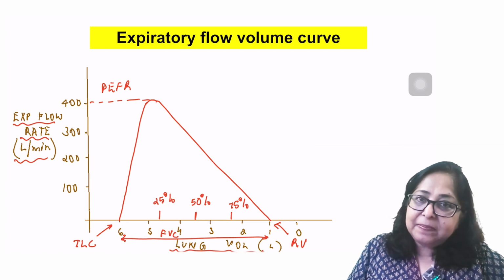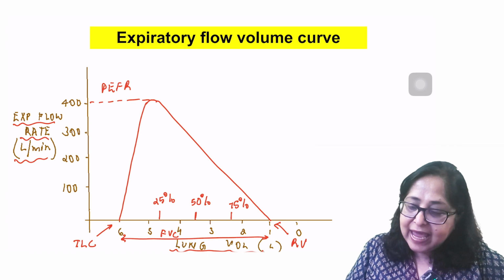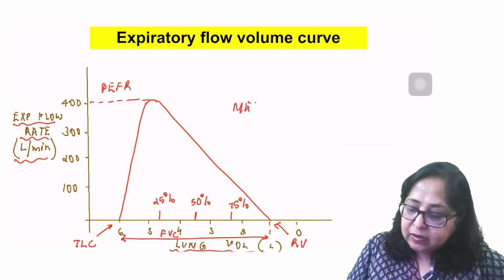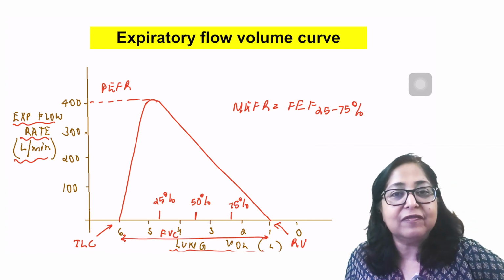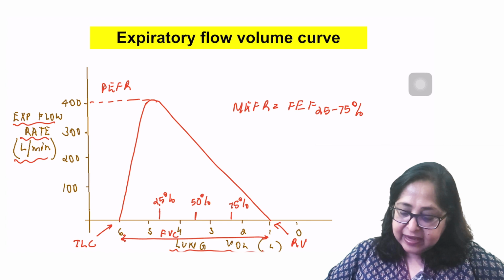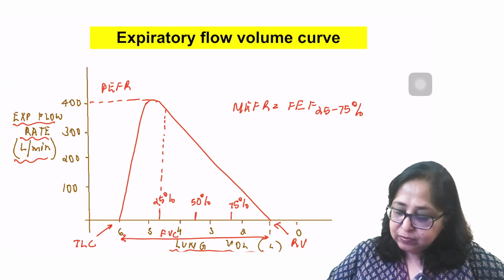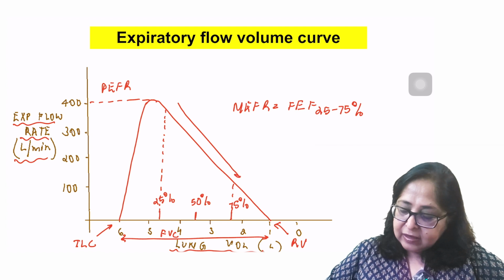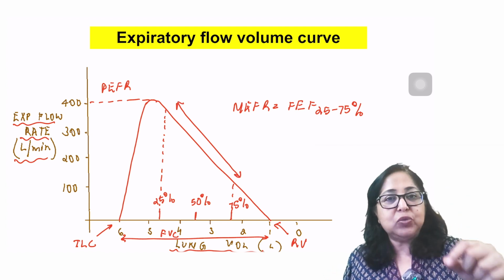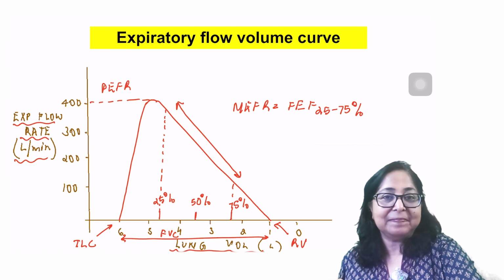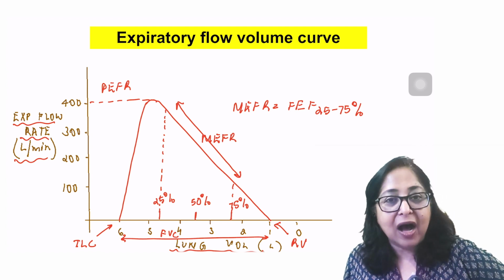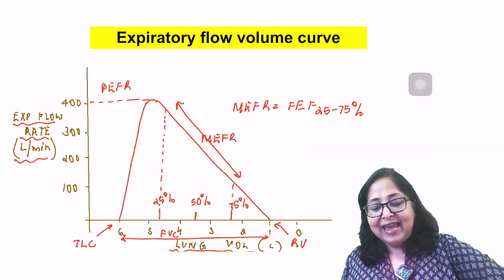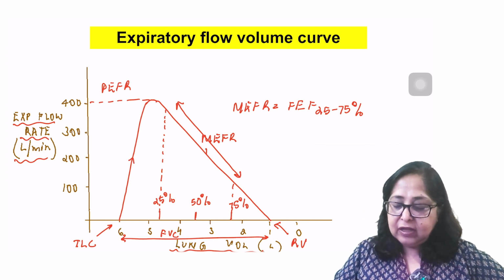Now there is another important parameter which is called MEFR, mid-expiratory flow rate, which is forced expiratory flow rate between 25 and 75% of vital capacity. So I will extrapolate these points to meet the curve. These are the rates between 25 and 75% of vital capacity. I take an average, I will get the MEFR. So this is an expiratory flow volume curve.